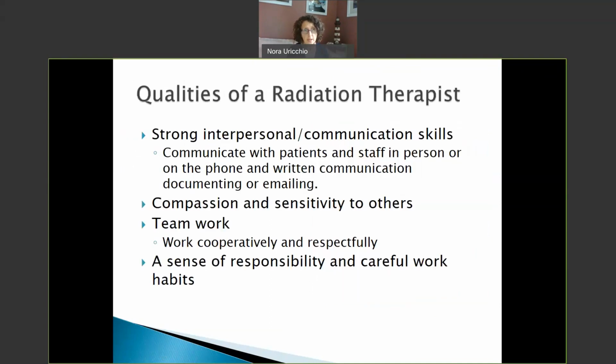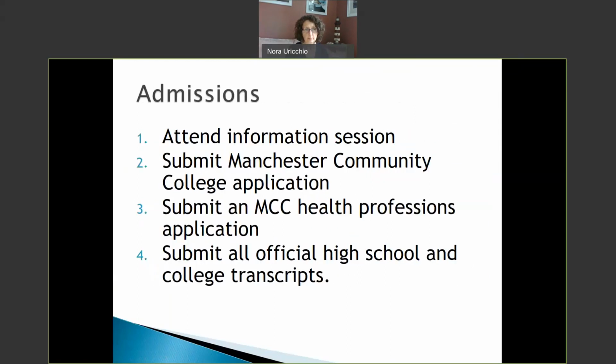What we look for as far as the qualities of a radiation therapist, you need strong interpersonal communication skills. You need to speak to patients, you need to be able to write. So it's very important that we can relay information appropriately and timely. You need to be compassionate and sensitive to others. You also need to have a sense of teamwork. Working collaboratively is imperative in the healthcare system. And you need to be very careful, precise, and very responsible.